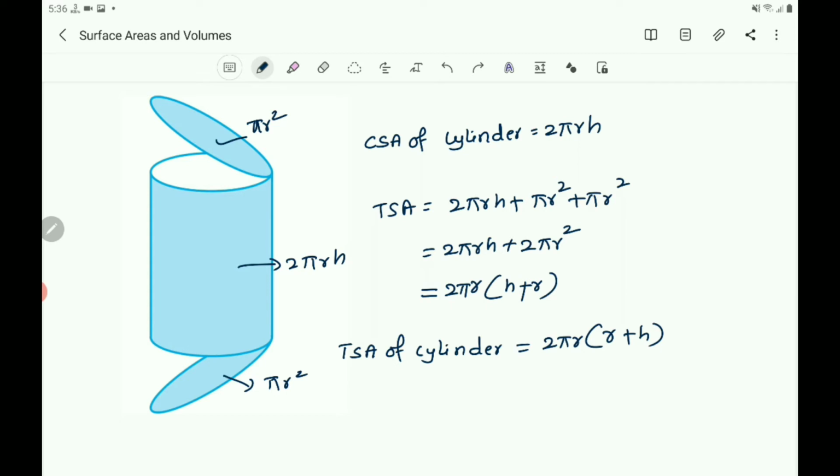Then the volume of the cylinder. Volume of the cylinder equals the area of the base into height. Area of the base means pi r square into h. Pi r square h is the volume of the cylinder.